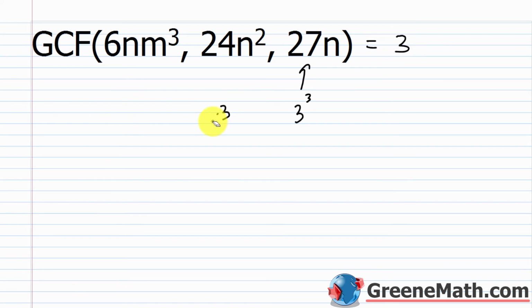Okay? Now, when we get to the variable part, again, you first ask a question: is that variable common to everything? So I have an n here, I have an n squared here, and an n here. So the answer to that is yes. Then what's the smallest exponent that occurs in that group? Well, here I have n to the first power, n squared, and n to the first power. So an exponent of 1 would be the smallest, right? So n to the first power, or just n, would go into the GCF. Now, I have an m cubed here, but I don't have an m here or here. It's got to be common to everything. And so there's not going to be a variable m that's going to go into this. So your GCF is just going to be 3n.